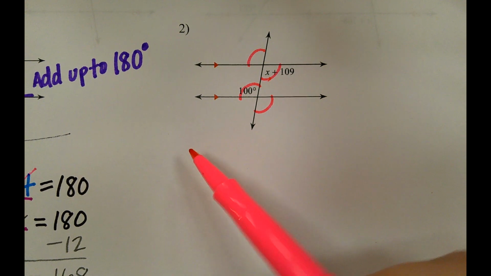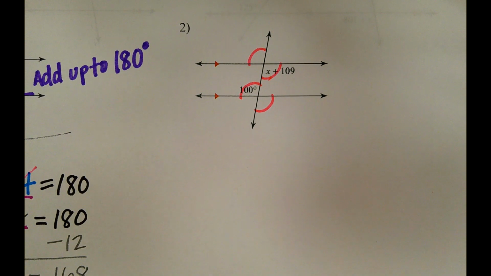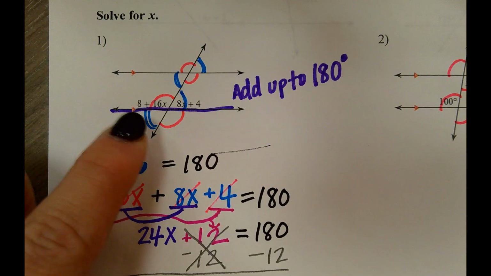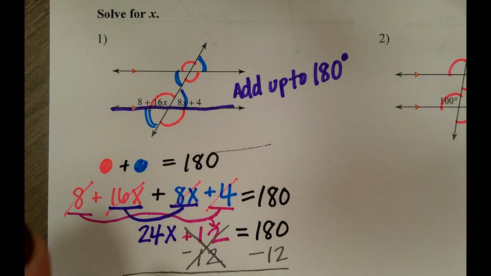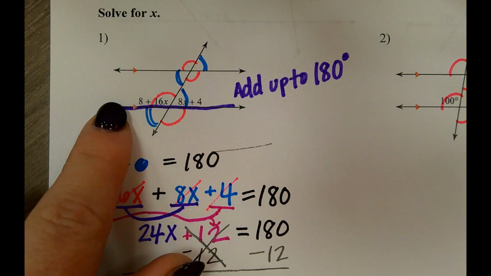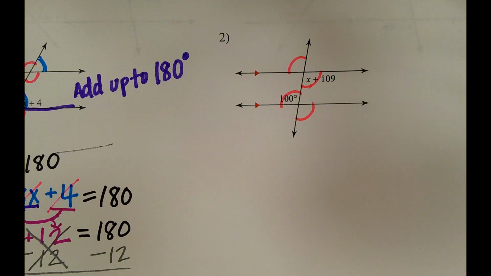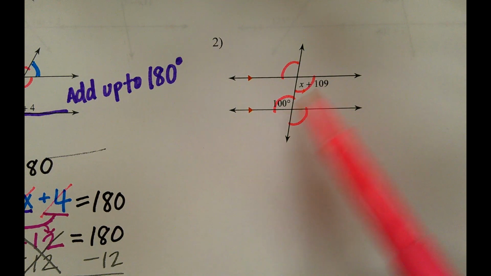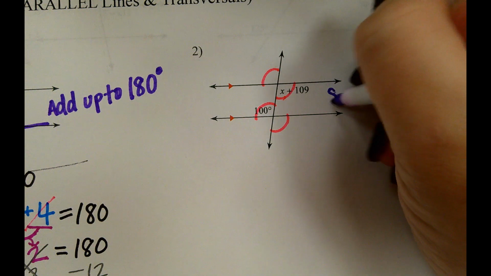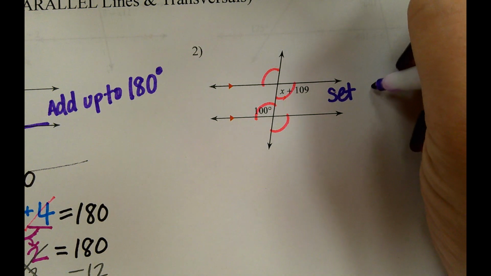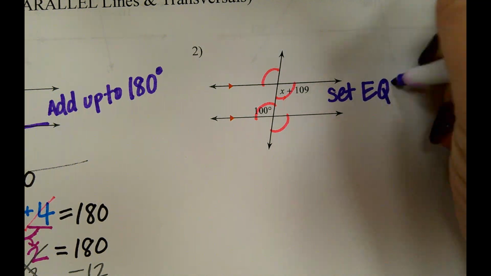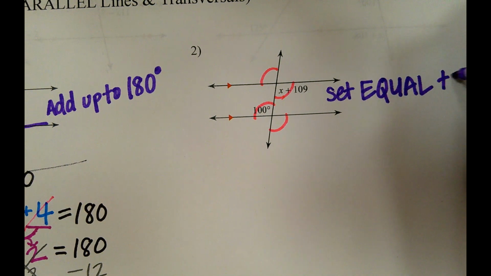So I'm going to be setting up my equation differently this time. In number 1, the angles that we were using to solve for x were right next to each other, and they created a straight line, so they added up to 180. Now in this case, these angles are equal to each other, so we're not going to add them together and set them equal to 180. This time, I'm going to write a note here. Set equal to each other.